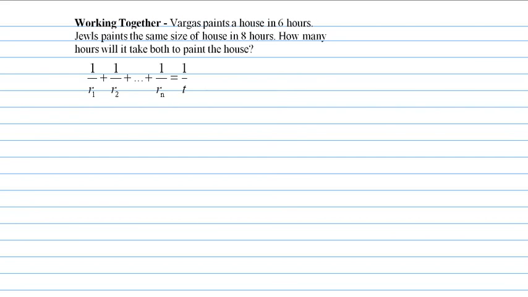This first problem is working together, and let's go ahead and read it. It says Vargas paints a house in 6 hours. Jules paints the same size of house in 8 hours. How many hours will it take both to paint the house? So they're working together. We've got one person, Vargas, who paints a house in that many hours. Then we've got another person by the name of Jules. He paints the house in 2 hours more, not less.